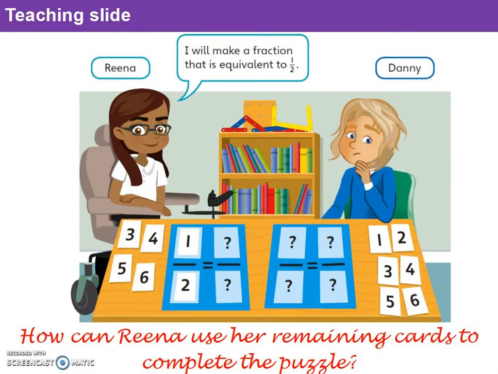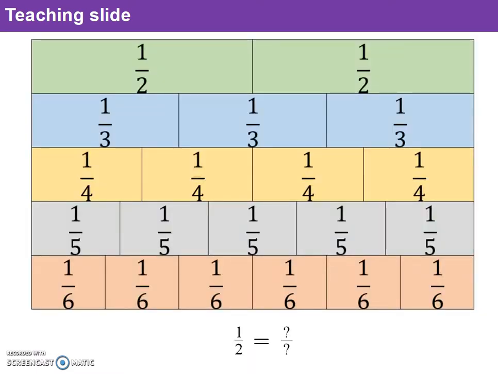So let's begin by looking at question 1a. Our question here is how can Rena use her remaining cards to complete the puzzle? Now we know that Rena's got 1/2 and it's going to equal another fraction. We know that fraction is going to have to use the numbers 3, 4, 5 or 6. So if we ignore the numerator just for a moment, what we can think about is we're going to be looking for an equivalent of 1/2 in thirds, quarters, fifths and sixths. And if we create our bar models or use our fraction wall, we'll be easily able to do it.